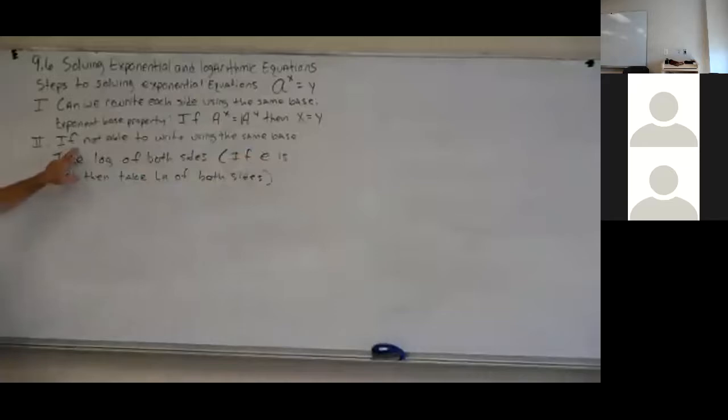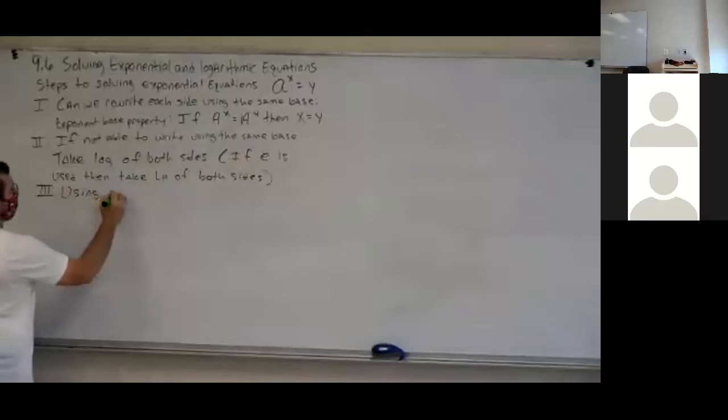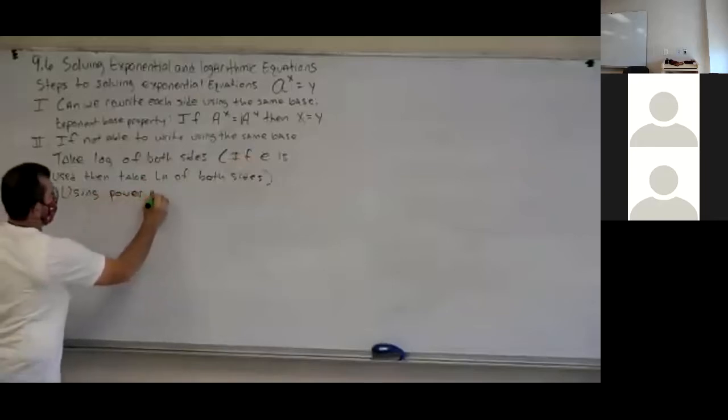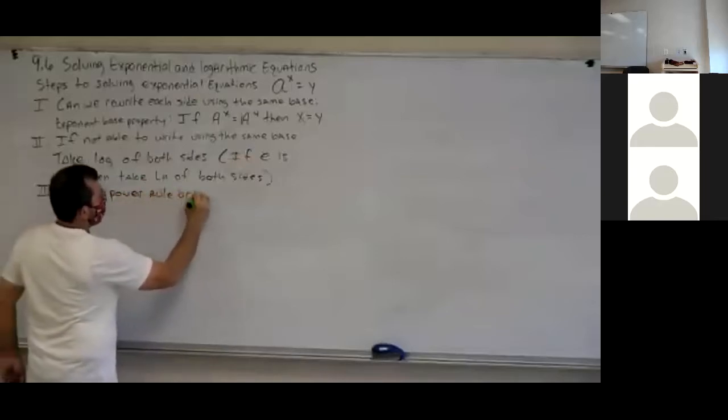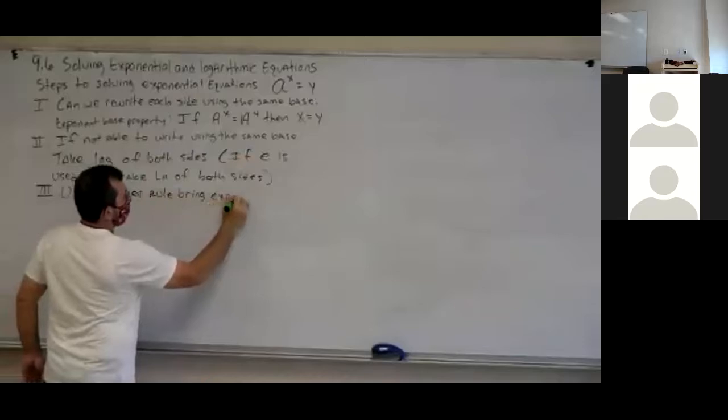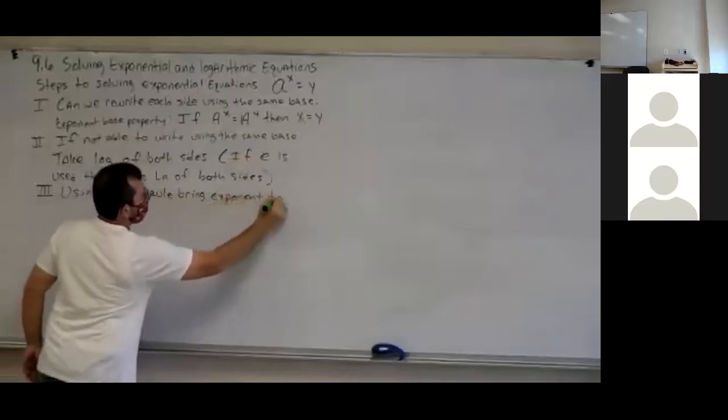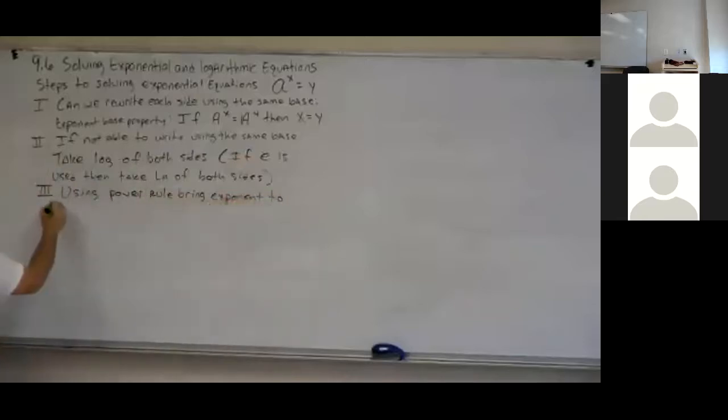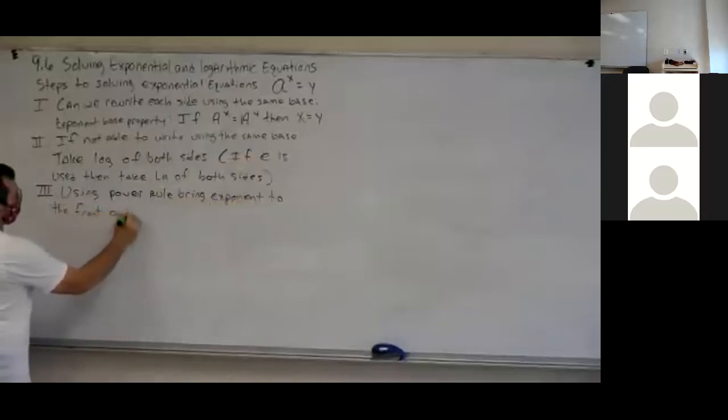All right, so what happens when you take the log of both sides? Then, using the power rule, I'm going to bring the exponent down. Bring the exponent to the front and write it as a product.